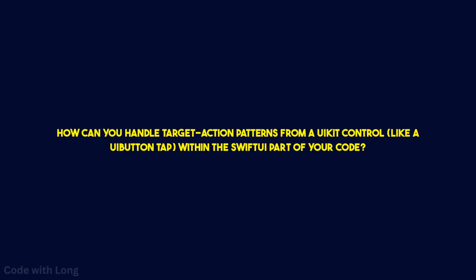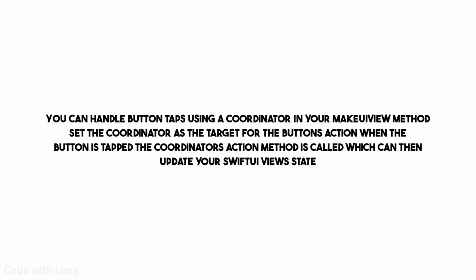How can you handle target action patterns from a UIKit control, like a UIButton tap, within the SwiftUI part of your code? You can handle button taps using a coordinator. In your makeUIView method, set the coordinator as the target for the button's action. When the button is tapped, the coordinator's action method is called, which can then update your SwiftUI view state.